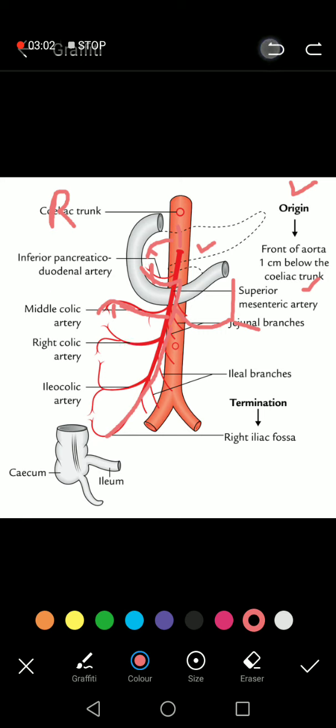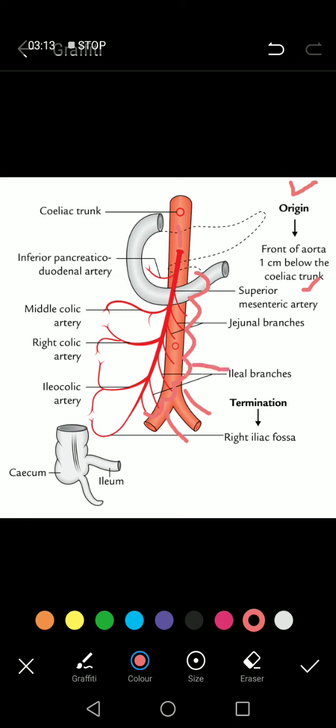The jejunal and the ileal branches are 12 to 15 in number, and they anastomose with one another to form arterial arcades. Those arterial arcades form vasa recta. Those vasa recta actually supply the remaining portion of the gut, like your jejunum and some part of your ileum. Although the terminal part of the ileum is supplied by the iliocolic artery, the remaining part of the ileum and the jejunum is supplied by the vasa recta arising from the jejunal and ileal branches.